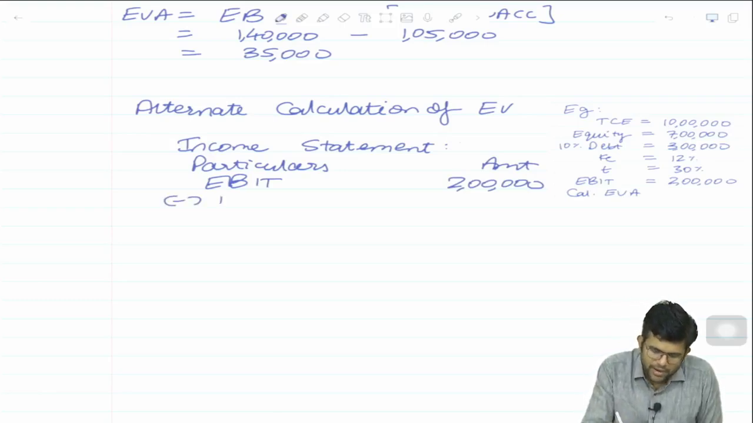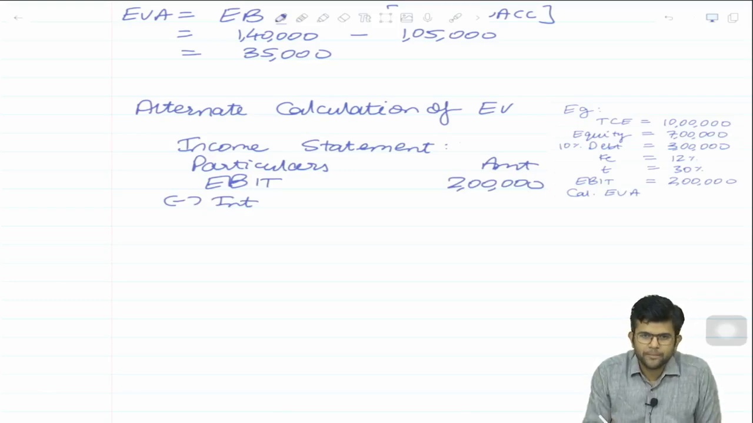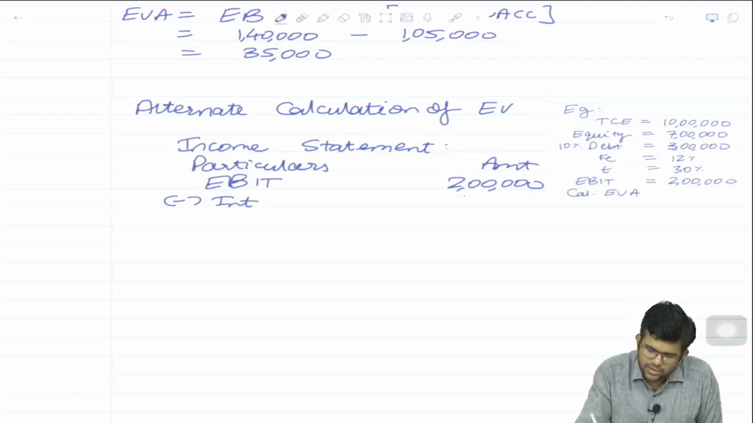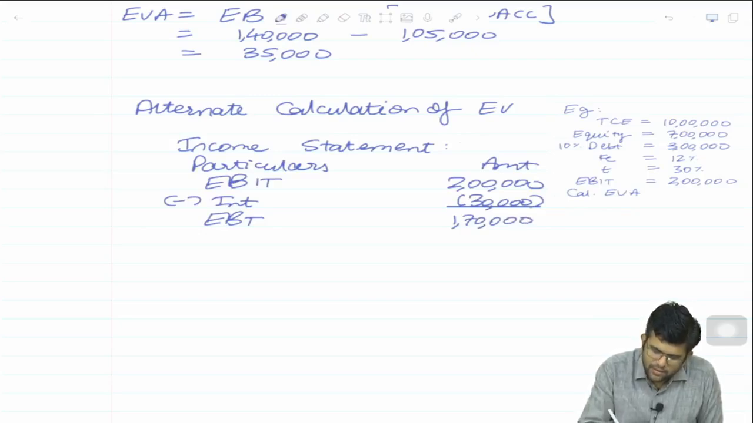EBIT minus interest. Interest, can I say, will be 3 lakh into 10%. I hope you are able to see. 30,000 rupees will be interest. So, 30,000 goes away. EBT 1 lakh 70,000. EBT minus tax at the rate 30.